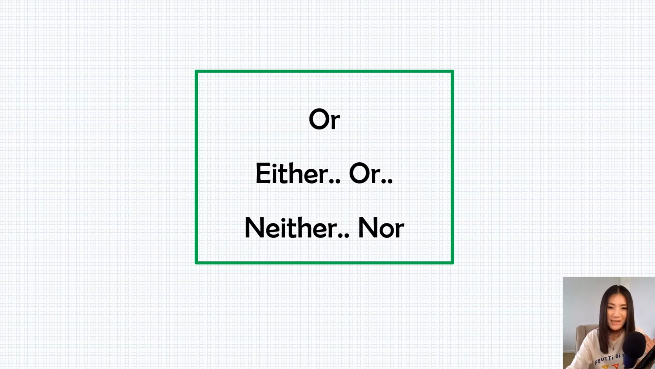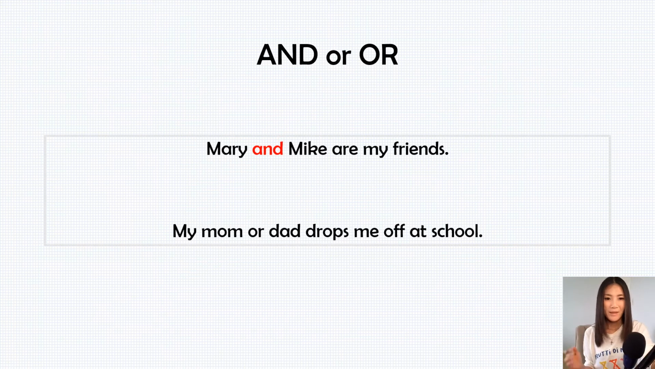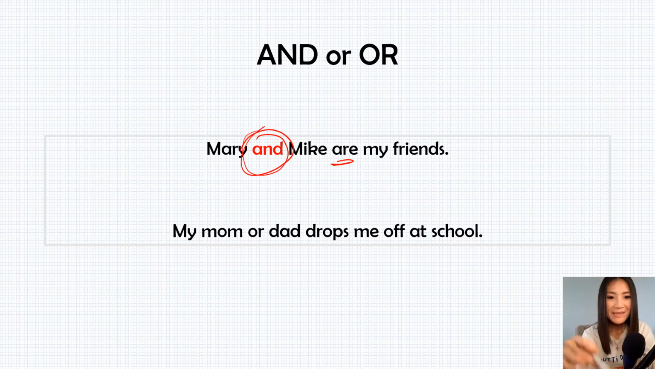However, once I start using the words like or, either or, neither nor as my subject, it makes things a little bit more complicated. Let's take a look at this first sentence. Mary and Mike are my friends. If you have the conjunction and in your subject, generally it means that you're going to have a plural verb because and signifies that you're adding things together, right? That means you have more than one subject. So it's kind of easier and you just choose a plural verb, are.